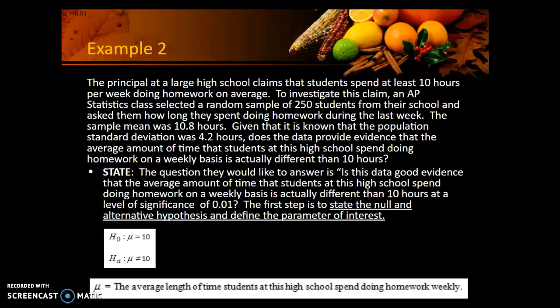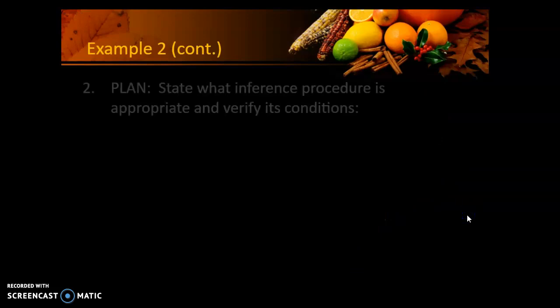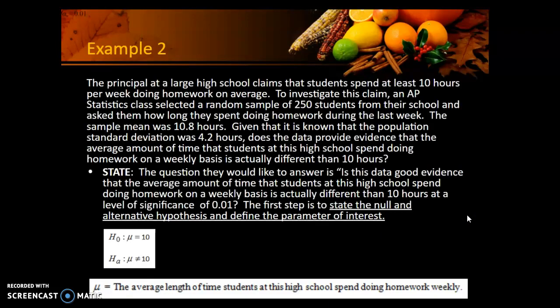Now, if one is not given, you can use 0.05. That's customary. So if they don't give you an alpha level, known as a level of significance, you can use 0.05. That completes our state. Okay, I should have included those in the slide.